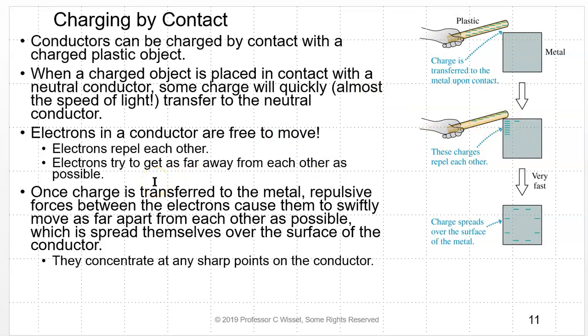The electrons in the conductor, of course, are free to move because that's what a conductor is. They repel each other. They try to get as far away from each other as possible because they are all like charges, all negative. Once the charge gets transferred to the metal, the repulsive forces between the electrons cause them to swiftly move as far apart as possible from each other. They spread themselves over the surface of the conductor and they concentrate at any sharp points on the conductor. Now, later in the course, we'll explain why that is.